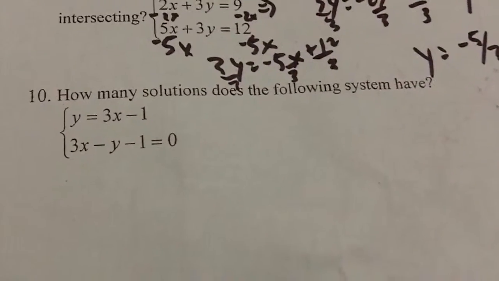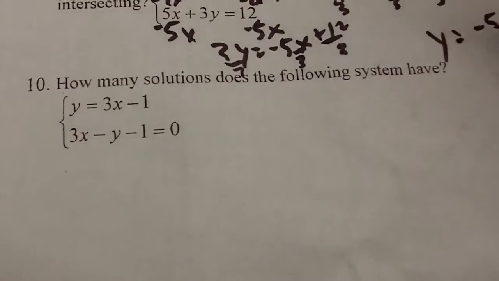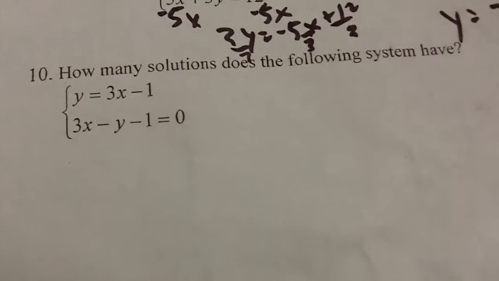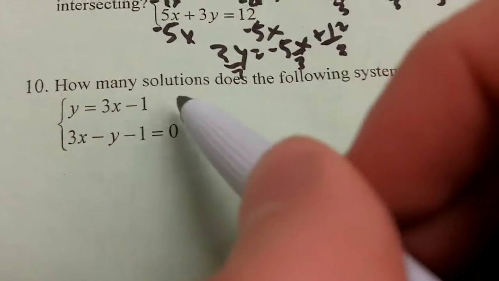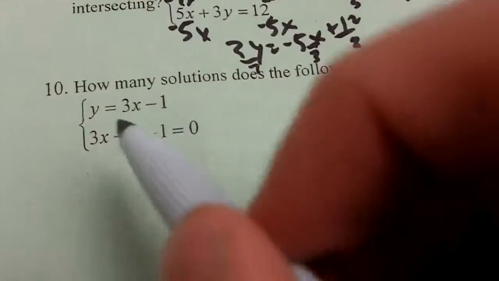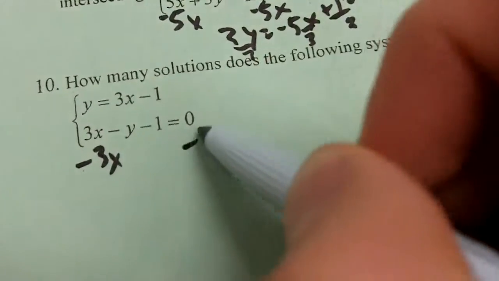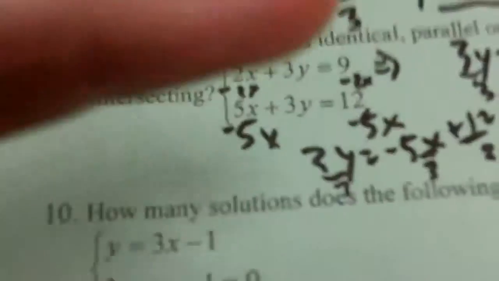Last one, 10. How many solutions does the following system have? This question is asking, are they identical, parallel, or intersecting? Because once you know that, you know how many solutions. Put them both in slope-intercept form. This one's in slope-intercept form. Bottom one, put it in slope-intercept form. So we move the x's over, we're just going to get y by itself.